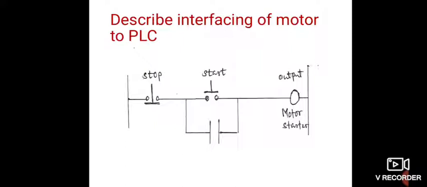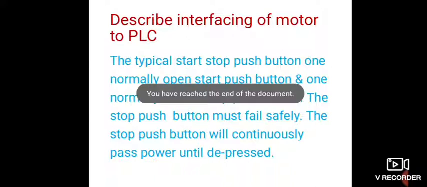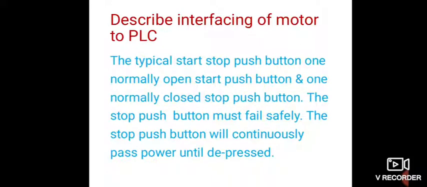Then coming to the next question, describe the interfacing of a motor to a PLC. You can refer to the circuit diagram or the ladder diagram for how the motor is interfaced to the PLC. The typical start-stop push button has one normally open start push button and one normally closed stop push button. The stop push button must fail safely. The stop push button will continuously pass power until depressed. This is also given in the notes, refer to that. Here I have only summarized; for the detailed explanation you can refer back to the notes.